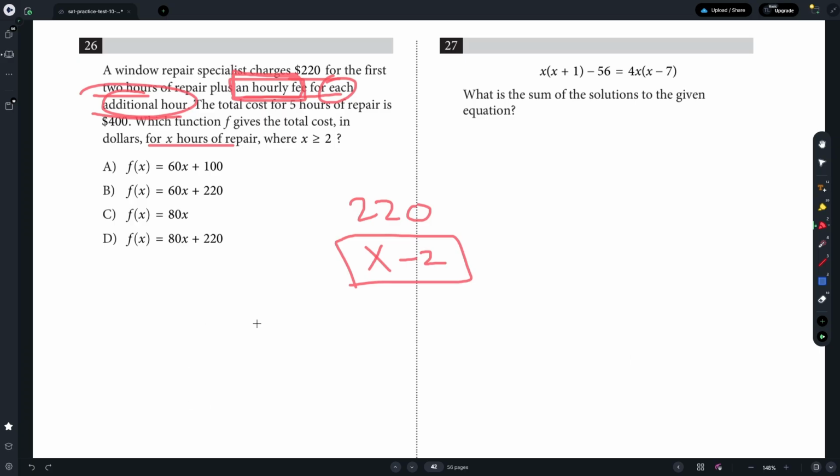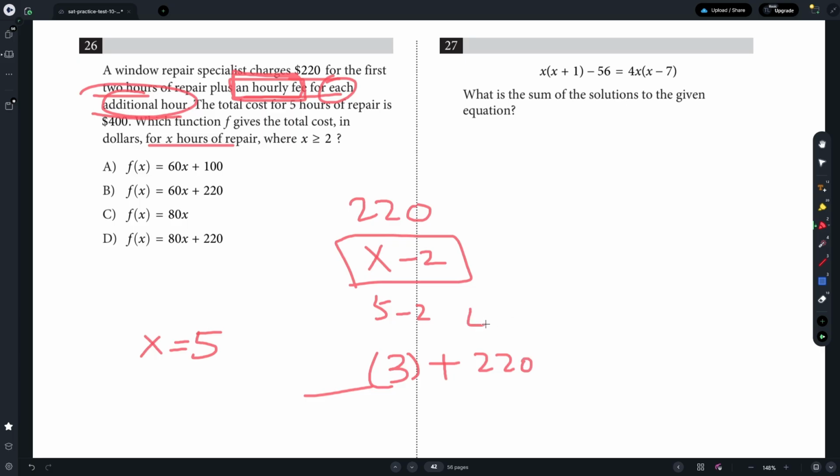let's create an equation. So it'd be 5 hours. 5 minus 2, right? The additional hour fee is X, so that's 3 hours additional. So you would do 3 times some number. We don't know which number, but that's the fee, plus 220.